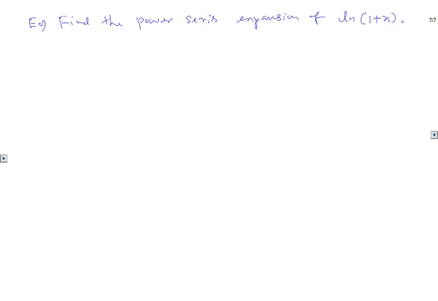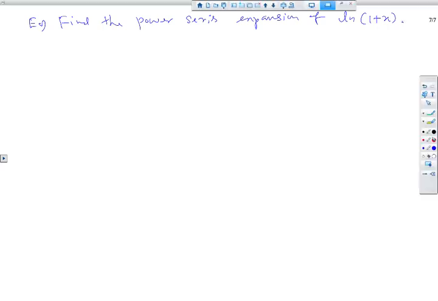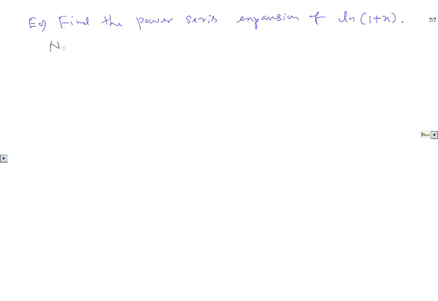But we know that we have a function that has ln(1 + x) as the integral, so we can start with that one. Note that the integral of 1/(1 + x) dx equals ln(1 + x) plus c. So we know that. That's the starting point. That means we can start with 1 over 1 plus x.